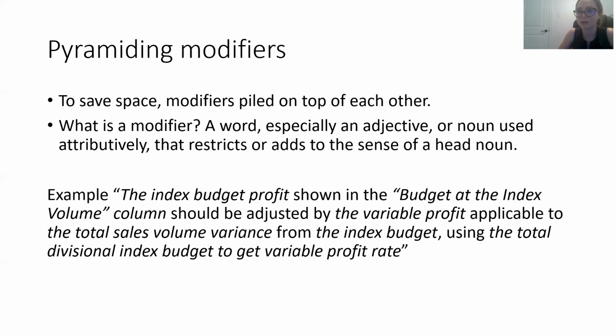And these are all examples from the book, as I'm sure you know. So, for example: the index budget profit shown in the budget at the index volume column should be adjusted by the variable profit applicable to the total sales volume variance from the index budget using the total divisional index budget to get variable profit rate. As you can see, as a reader, same thing with all of them, you slow down. What's happening?